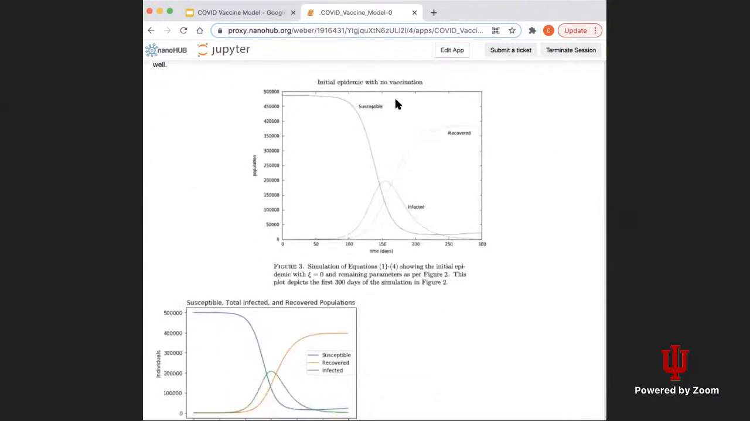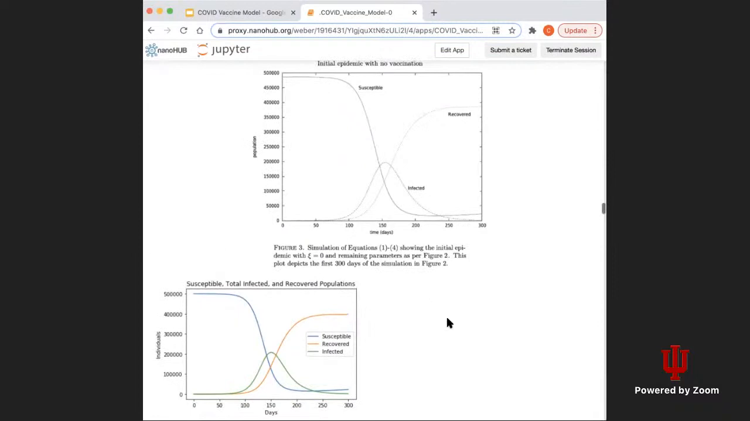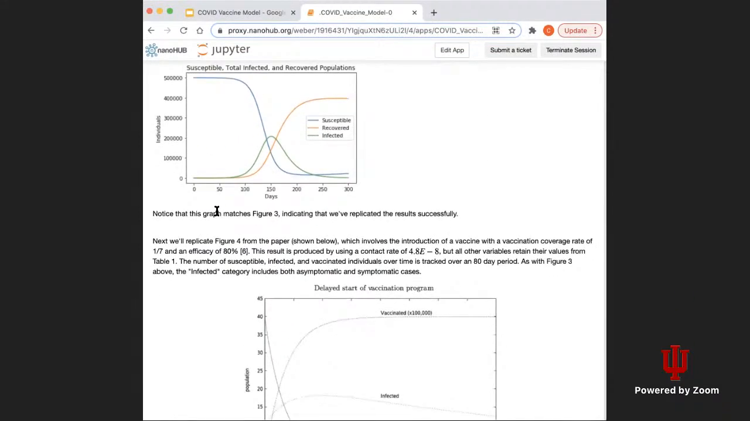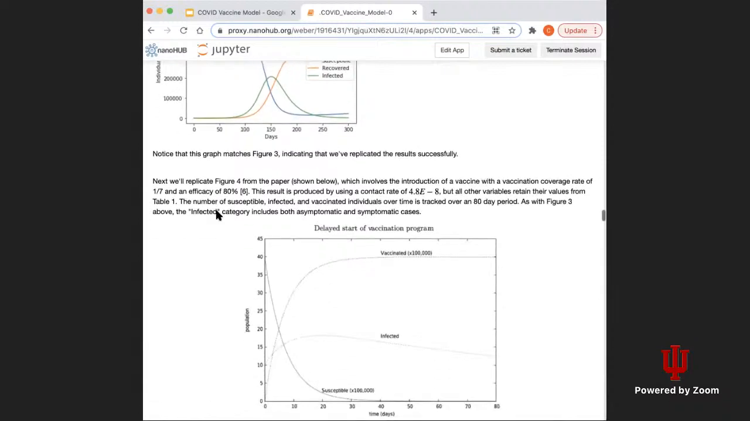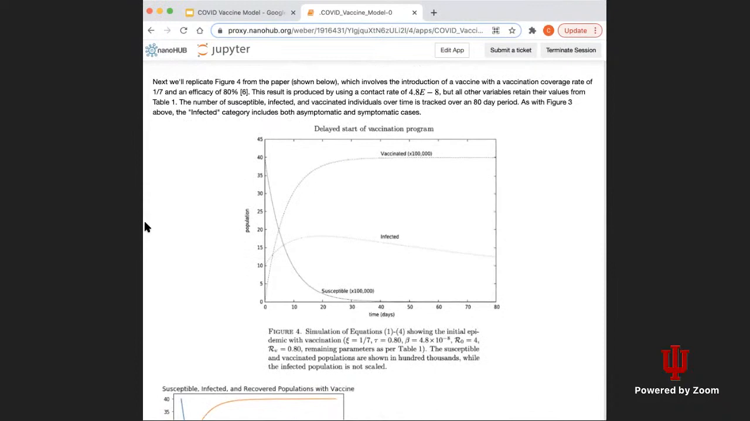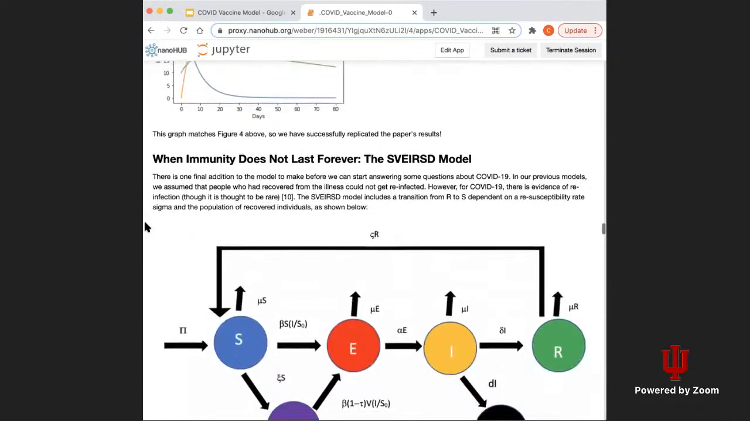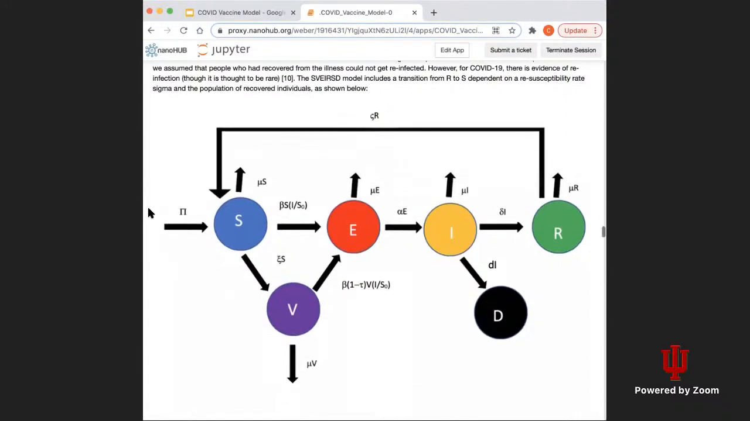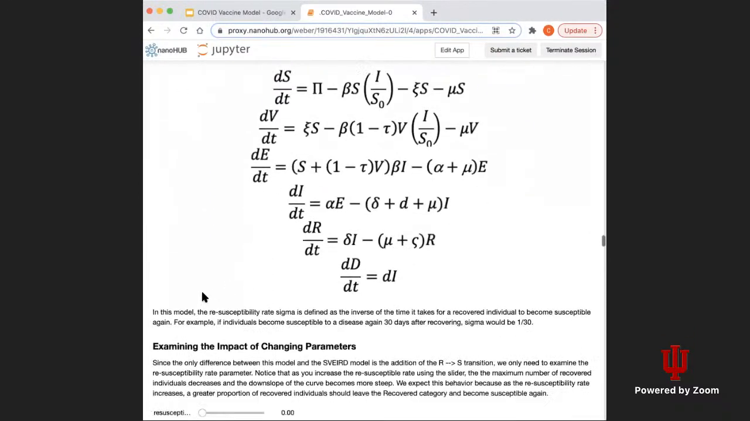And this is one of the examples of how to compare the results of the paper to the actual application models itself, which I think is a very good thing to keep the reader and user of the application in touch and understanding with the actual paper that this application is based off of. It then introduces one of the final models, the SVEIRSD model, which says that immunity or resistance does not last forever and you can go back to susceptible.